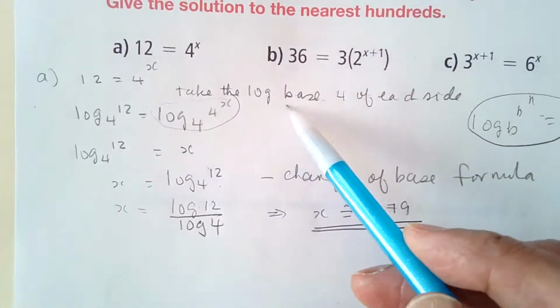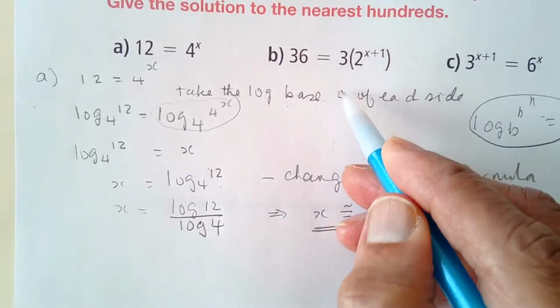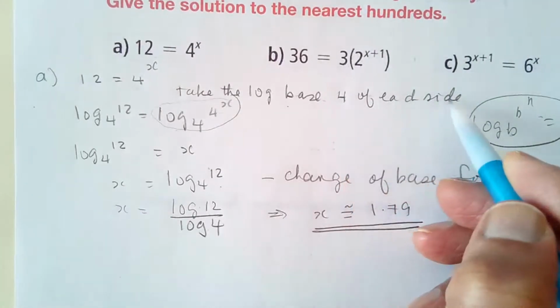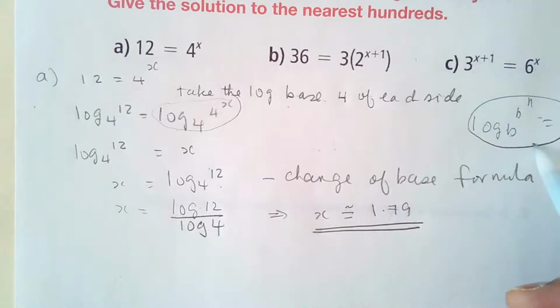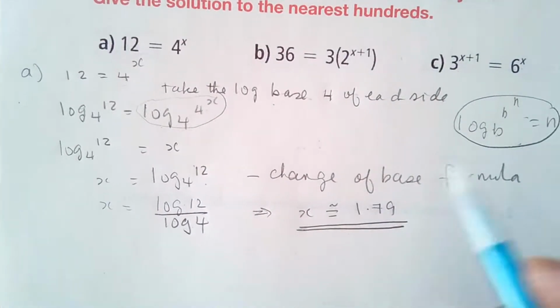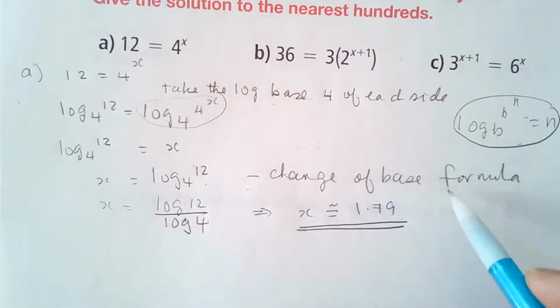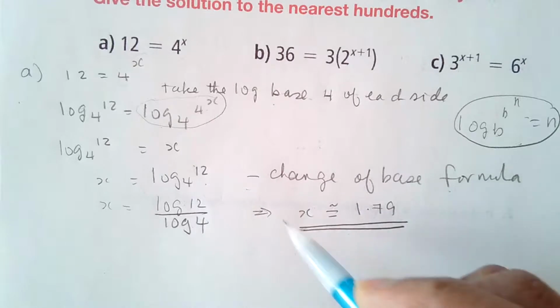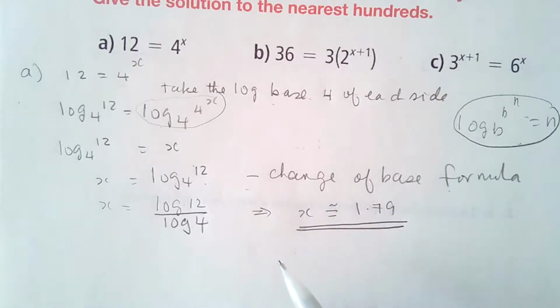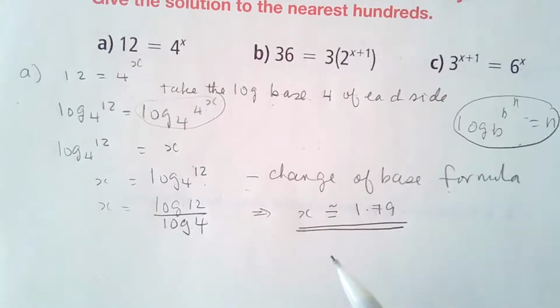So step 1, take the log base 4 of each side. Then we lose the definition for log. Next step, we apply the change of base formula to give us log base 10. And then we use our calculator to find the value of x.